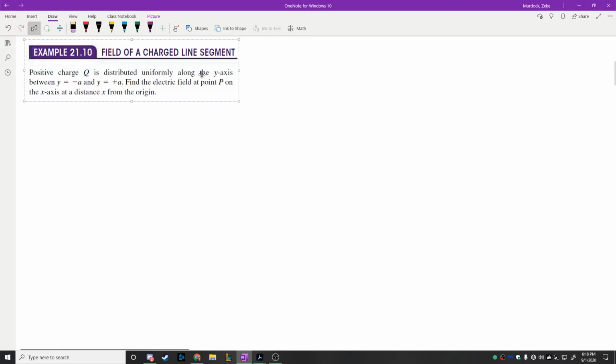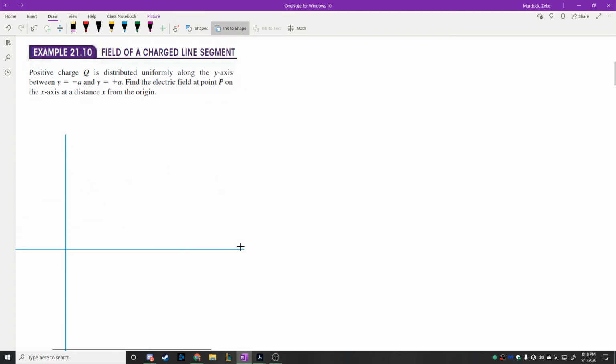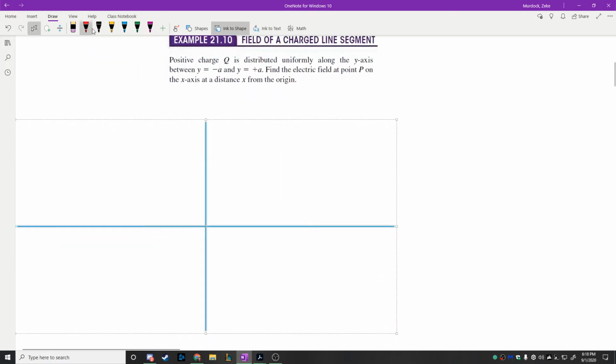So we have a y-axis, we know that, right? So let's drop in a coordinate system. We're going to need a full coordinate system like this. So there's going to be our coordinate system. Let's make it black.